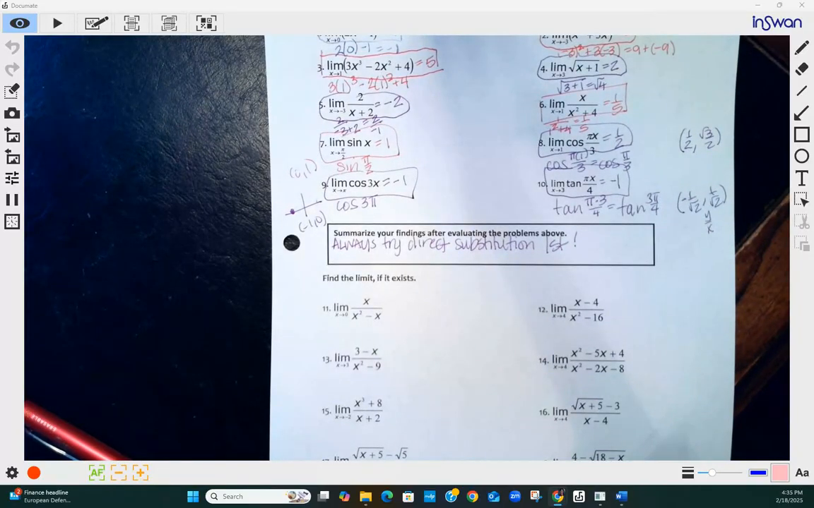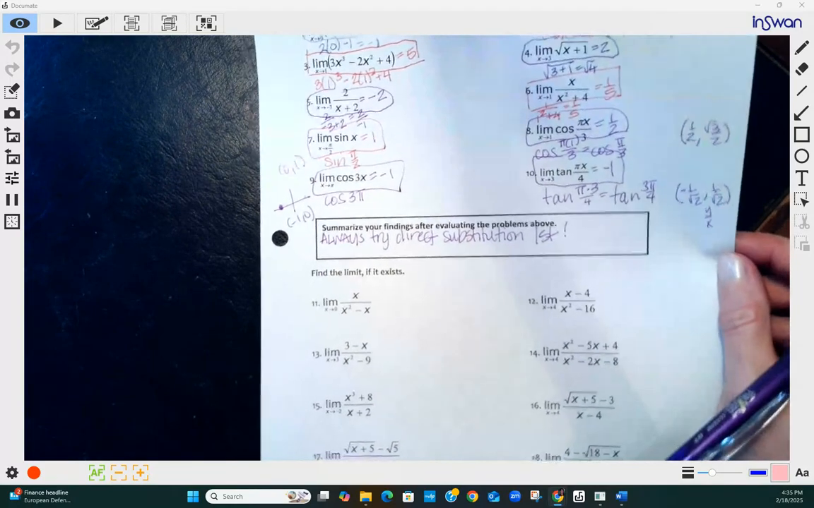Okay. It is worth the couple seconds to try that first, because sometimes you look at something and you just automatically think that you have to do some other method, when all along you just need to plug in the number, and that was going to be a lot easier.